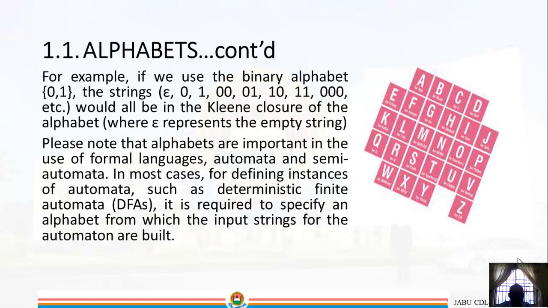Now, for example, if we use the binary alphabet 0, 1, the strings generated by the alphabet, the empty string, 0, 1, 0 0, 0 1, 1 0, 1 1, 0 0 0, and so on, will all be in the Kleene closure of the alphabet, where epsilon represents the empty string.